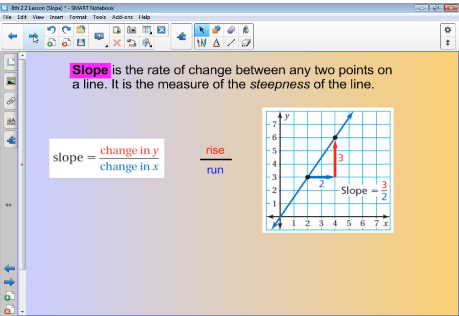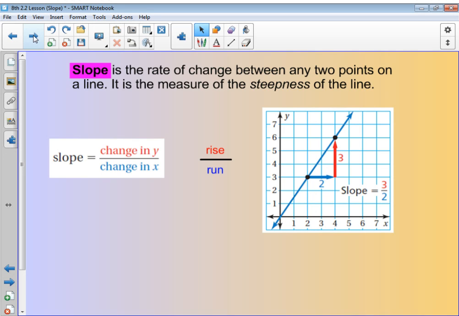Today we're going to be working with the slope of a line. The slope is a rate of change between any 2 points on a given line. It is the measure of the steepness of a line. So slope is often used in construction, like a roof of a house would have a slope. And they also do that with the slope of cement, because you don't want it to slope too much. You also don't want it to slope too little, because you want water to run away from certain areas.